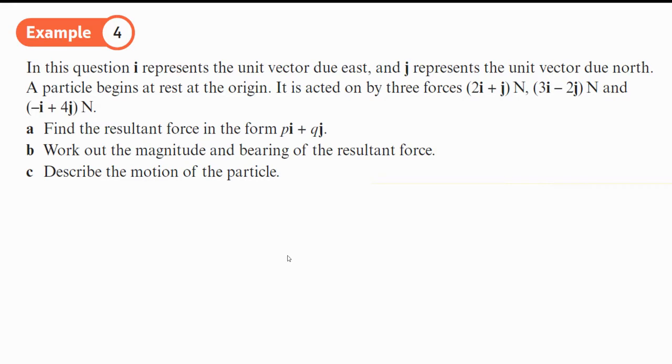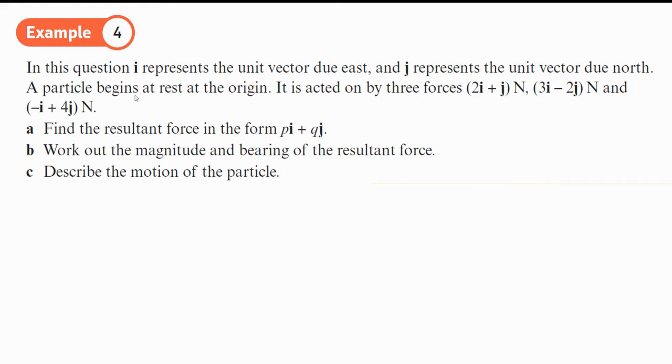Next example. So in this question, i represents a unit vector due east, j represents a unit vector due north. So it's basically saying north is up and east is this way, just like your x and your y coordinates. Unit vector means that if it just says i, that's 1 across, and if it says j, that's 1 up. And if it says 2i, that's 2 across, and so on.